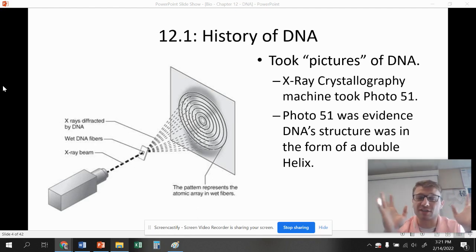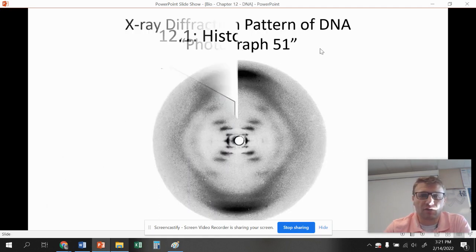I know that sounds really crazy and hard to understand, but these pictures help us see very small things, because you can't see DNA under a microscope. It's just too small. She took Photo 51, which is the evidence that we used at that time period for the structure of DNA, which is the double helix. Let me show you what that looks like. So Photo 51 looks like this.